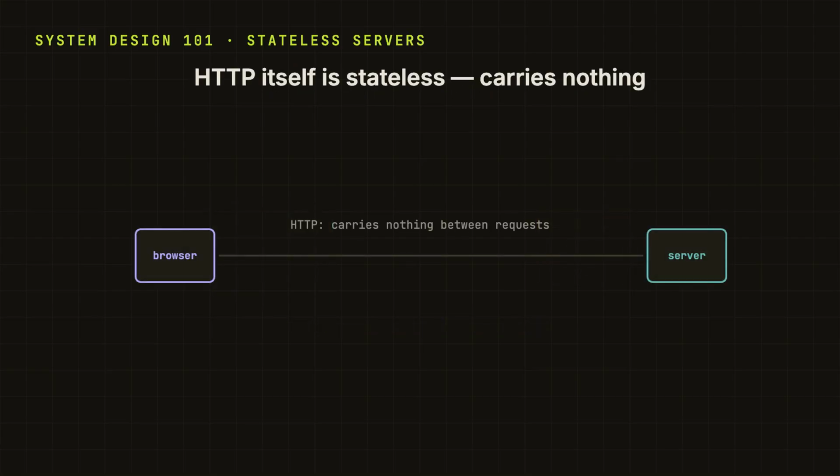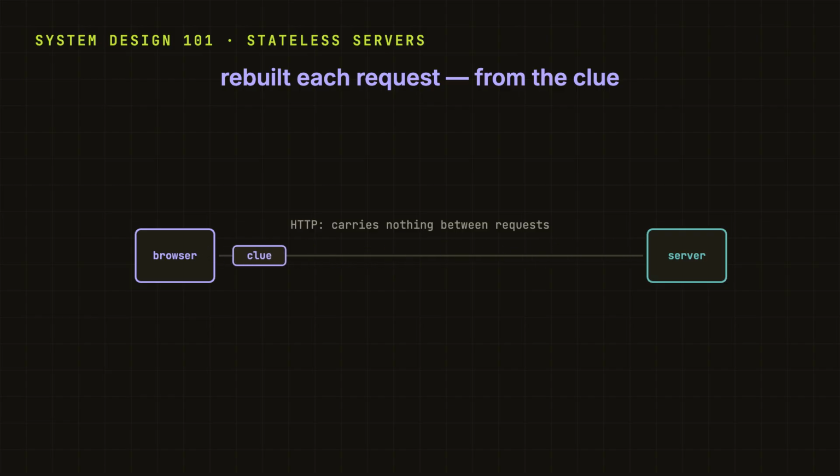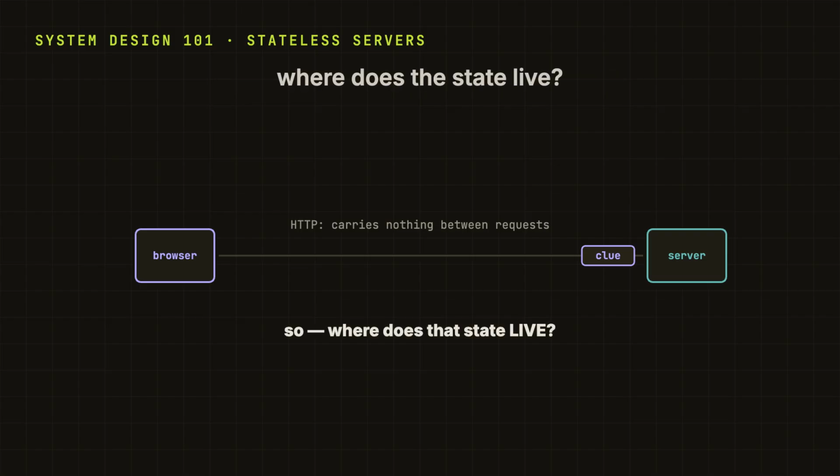And HTTP itself is stateless. The protocol carries nothing from one request to the next. We saw that. But stateless is not sessionless, right? We still stay logged in. We just rebuild the session on every request from the clue the browser carries back. So the only question left is where does the state behind that clue actually live?